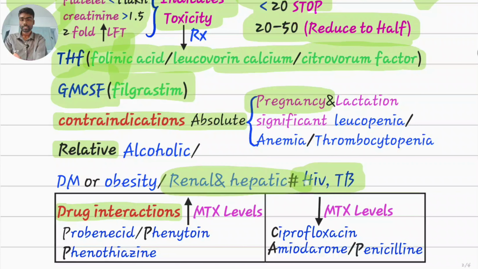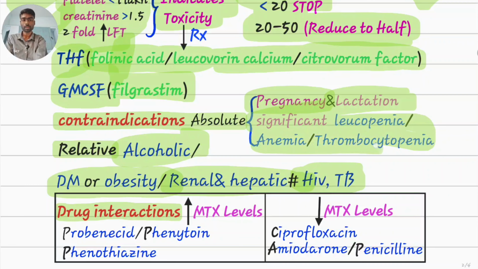Renal and hepatic dysfunction, alcoholic, diabetic and obese, these are all relative contraindications. Pregnancy, lactation, significant leukopenia, anemia, thrombocytopenia is absolute contraindication.